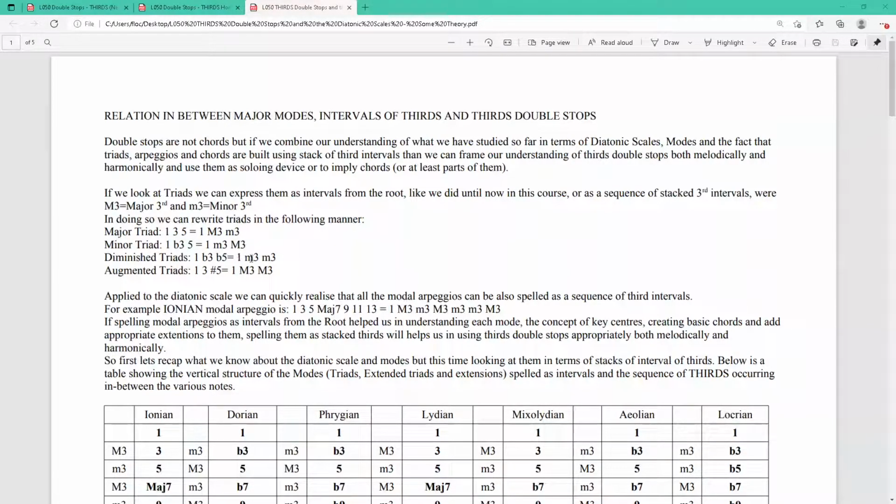root note followed by a minor third interval followed by another minor third interval. An augmented triad 1, 3, sharp 5 is a root note followed by a major interval followed by another major interval. In other words, we stack thirds.